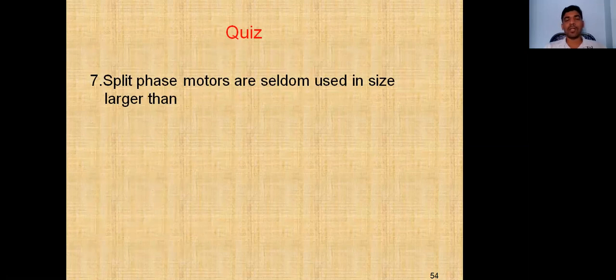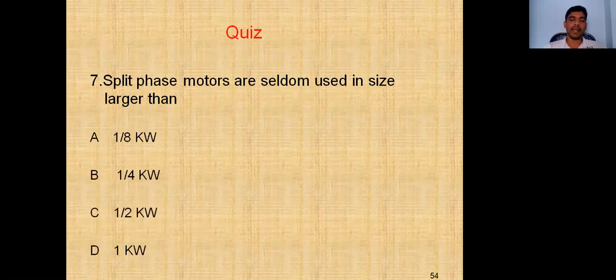Split phase motors are seldom used in sizes larger than: option A 1 by 8 kilowatt, option B 1 by 4 kilowatt, option C 1 by 2 kilowatt, option D 1 kilowatt. Split phase motors are used in sizes up to 0.25 kilowatts, that is 1 by 4 kilowatt.